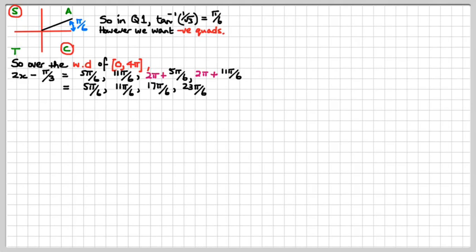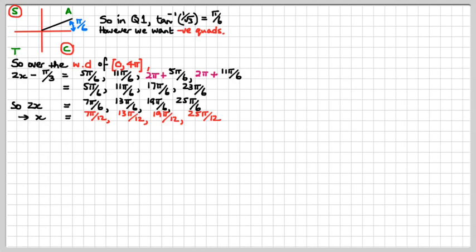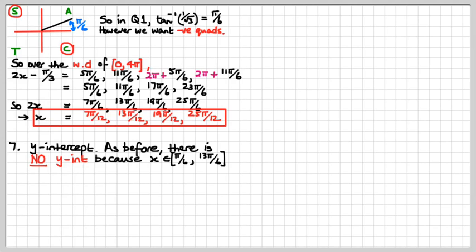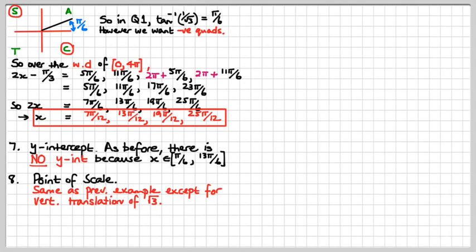There they are. Now we're going to solve it for x, guys. There's 2x. I've added pi on 3 to both sides, and now I'm going to divide by 2. There they are. They're the beastly little things. We worked them out, didn't we? So there they are. They're the x-intercepts, guys. Now, y-intercept, and we're nearly there. What do we got? No y-intercept, of course, because we started where x was pi on 6. Point of scale, all hail the point of scale. Same as the previous example, except the vertical translation of root 3. That gives us that. Yes, this is nice and easy, isn't it? Because we've done the previous example.